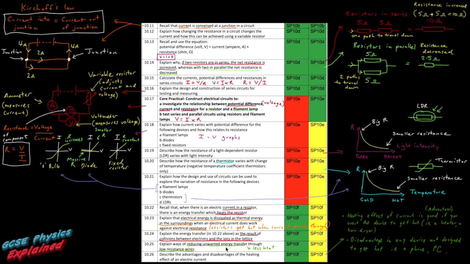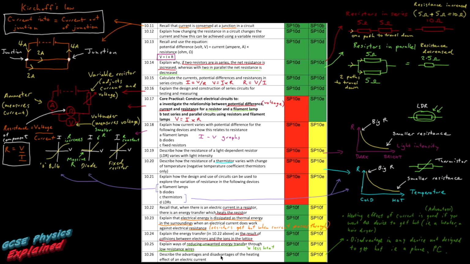Explain ways of reducing unwanted energy transfer through low resistance wires. In other words, if you do not want your wires to get hot, so you want less heat, you'd better use low resistance wires. Now, a low resistance wire will be a short wire and a thick wire. The shorter it is and the thicker it is, the lower the resistance.